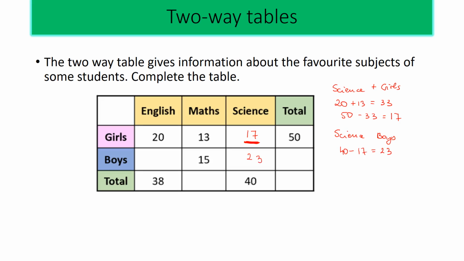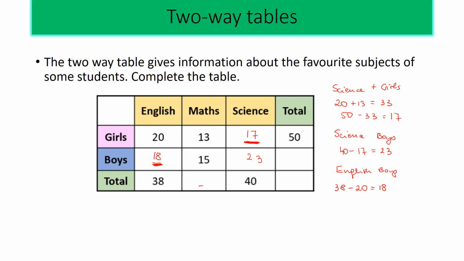Now I can work out how many boys like English. I've got the total and I know how many girls like English. So when I look at the English column, there is only one value missing, which is the number of boys who like English. So that is English boys. If I take away how many girls like English from the total, I will get the number of boys, and that is 18.